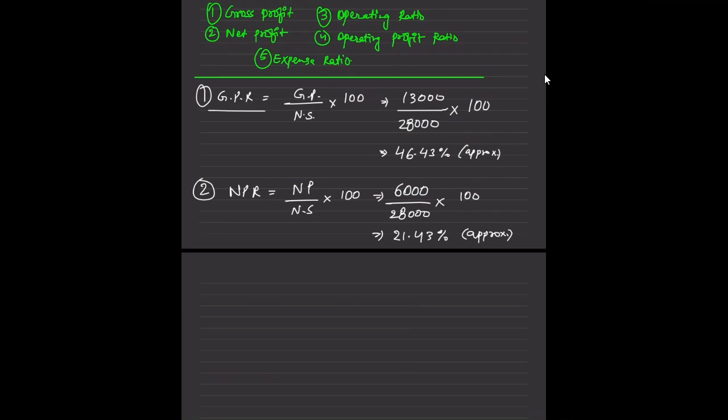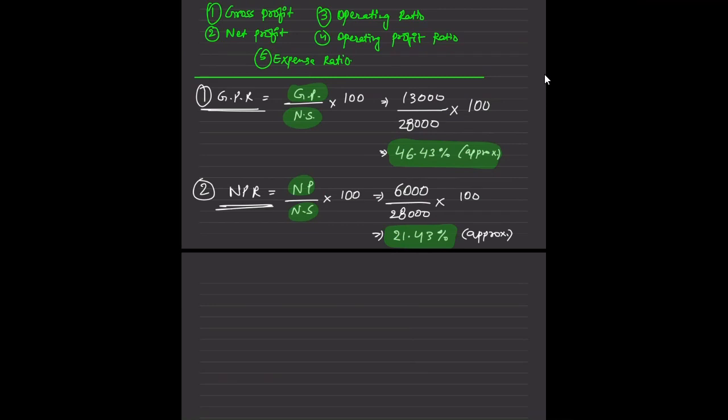Now let us talk about what is the significance of this ratio. What does this ratio tell? This ratio basically tells what is the percentage of your net sales you are earning as a gross profit. So let's say if I have made 1 rupee sale, so out of that 1 rupee, 0.4643 is my gross profit. And out of that 1 rupee of sales, I earn 0.2143 paisa of my net profit.